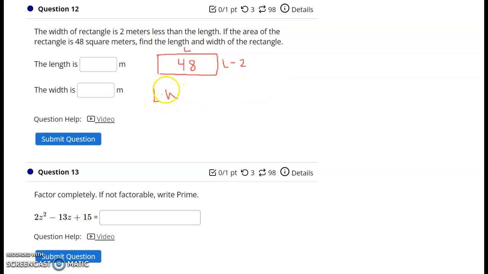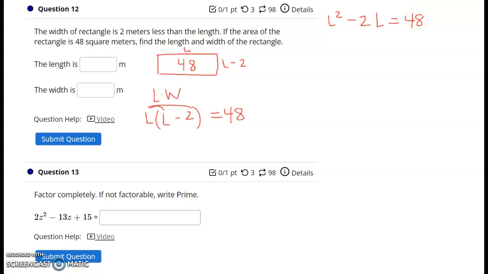Well, we know we have length times width is how you find the area, and so we'll just do L times L minus 2 will equal that area of 48. So let's take it up here. We'll have L, so we'll work that out. Multiply L times L is L squared minus 2L equals 48.